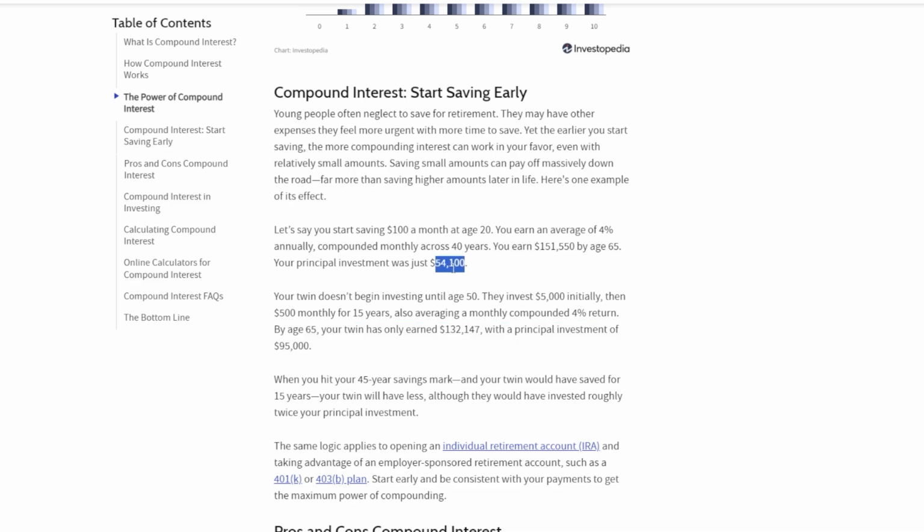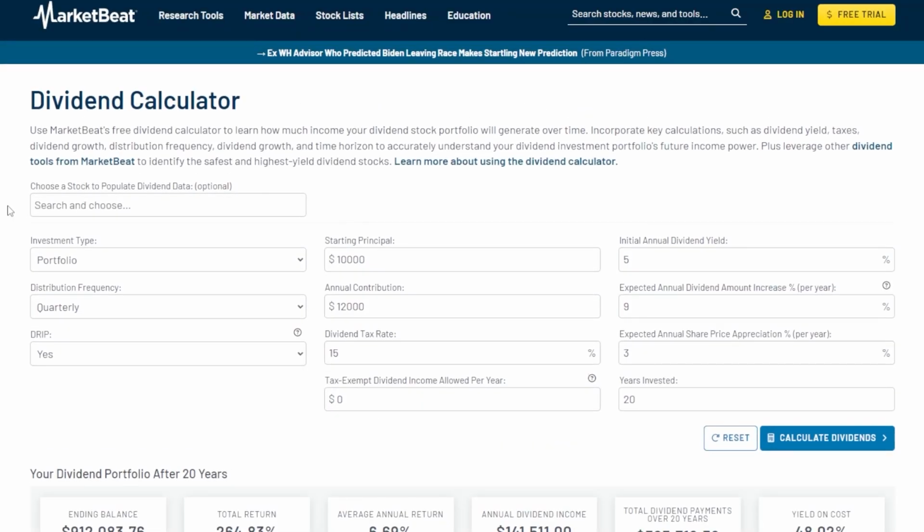So basically, the sooner you get investing, even if you don't have all that much to invest with, it's going to make a dramatic difference long term. Which is exactly what we're going to see inside the dividend calculator. There's a lot of free ones across the internet. You can literally just Google dividend calculator for free. That one's on marketbeat.com. No, I'm not sponsored by them.